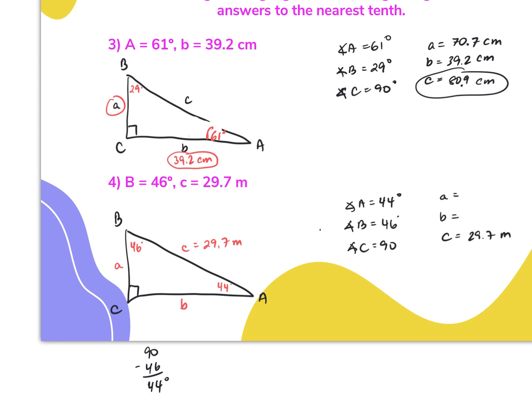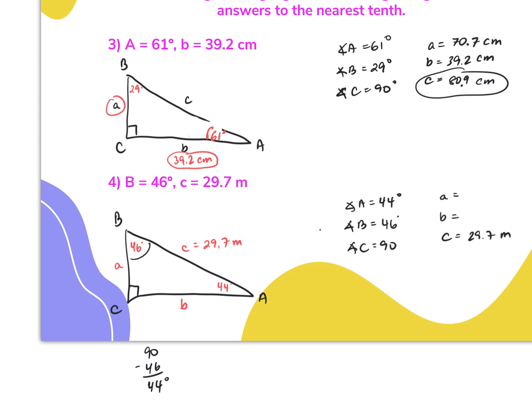So I can pick and choose again. I've got the hypotenuse, which is great because I know that when I have the hypotenuse, if I use sine or cosine, then I'm going to have the 29.7, or the hypotenuse value, in the denominator, which is going to be nice. So because they gave me B, I'm going to stick with that.